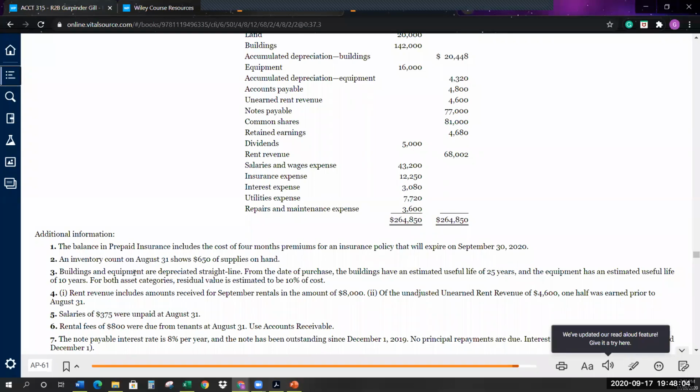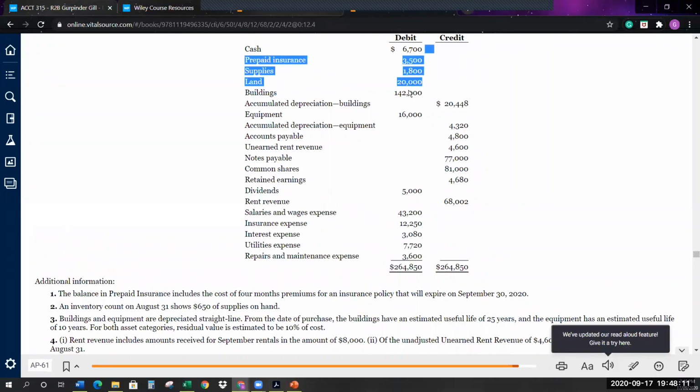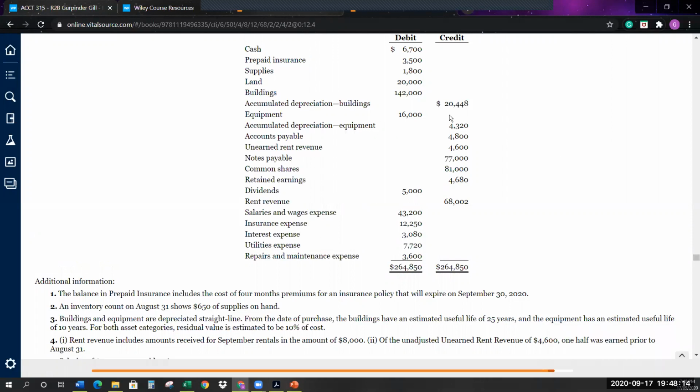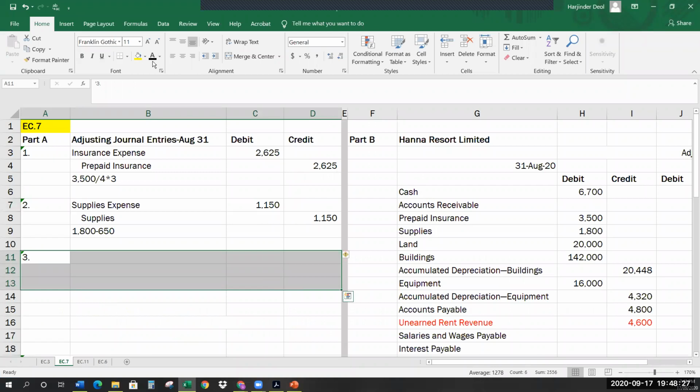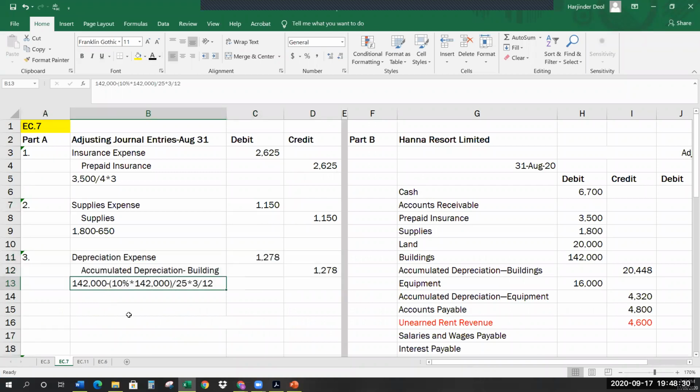There are two assets involved here: a building and equipment. If we look at the building, it was purchased, this is historical cost, guys, for $142,000. Out of that, 10% is the estimated residual value, and this building is going to last 25 years. So all I have done here is taken the $142,000, deducted 10% residual, and divided that by 25 years to get my per annum, or per year, depreciation. In this case, our adjustment is only for 3 months out of 12, so I have just done it for 3 months, or 1 quarter.